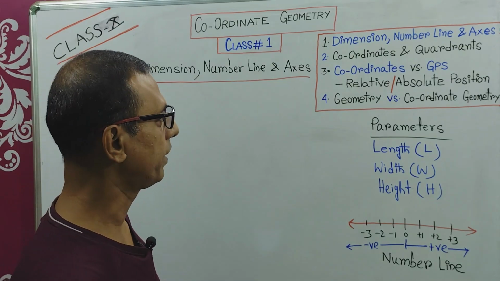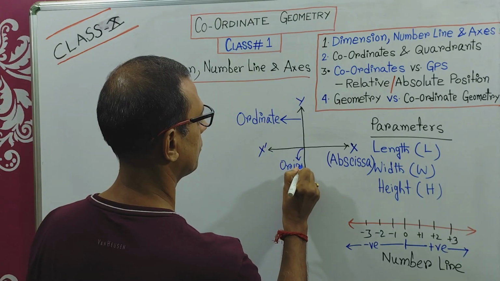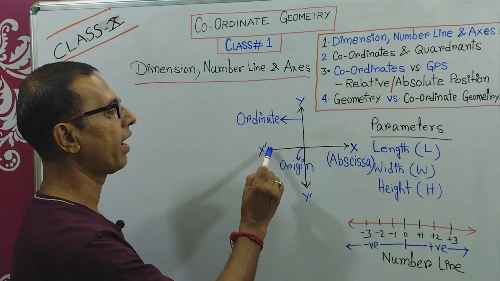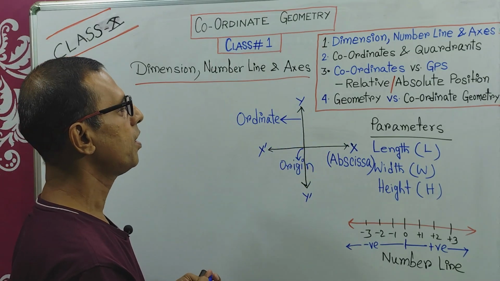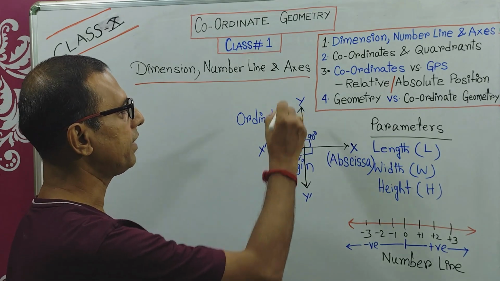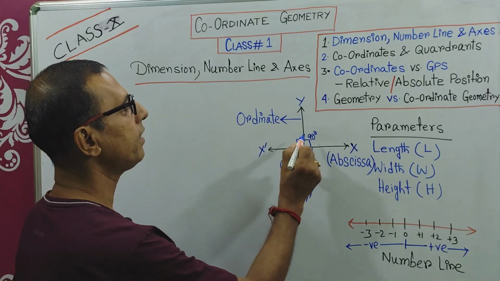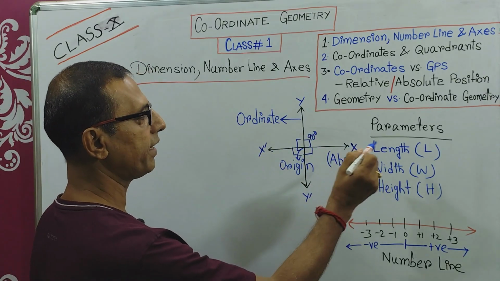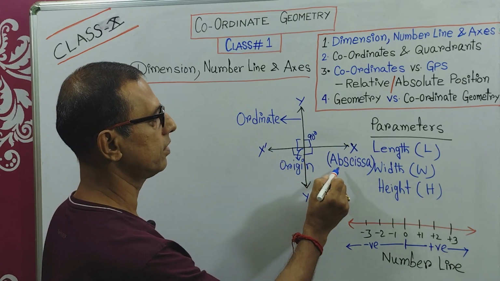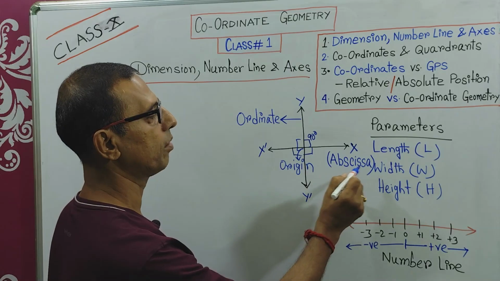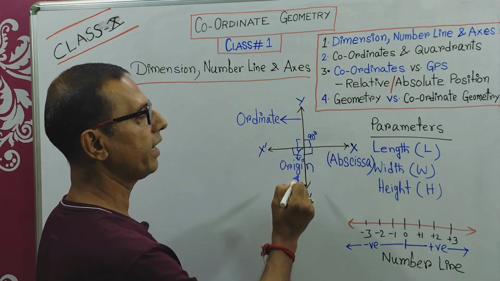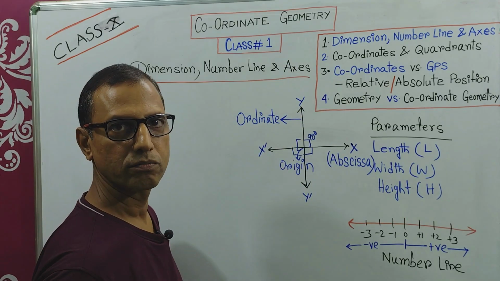So let's look into the picture. When you have two number lines intersecting each other perpendicularly, this angle is 90 degrees. The number line that is horizontal is called abscissa, and along the y-axis, that is called ordinate.